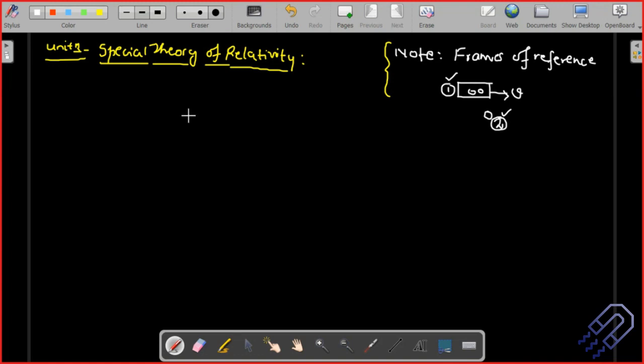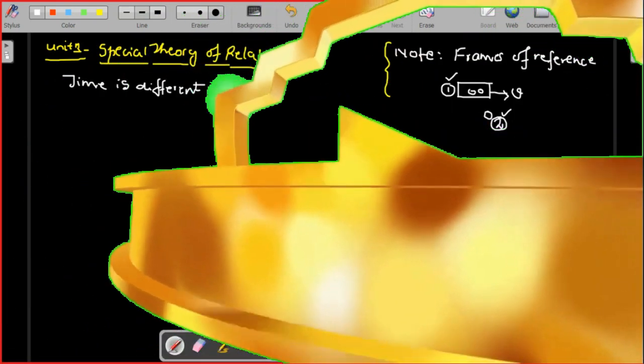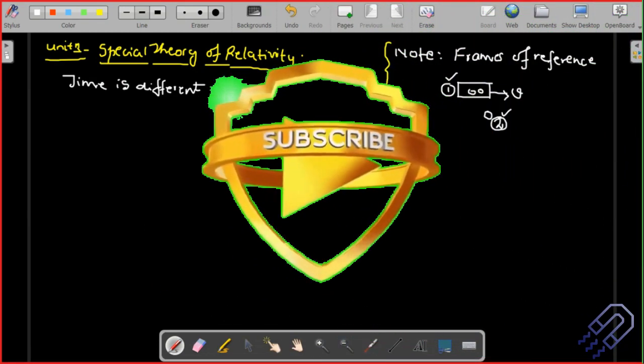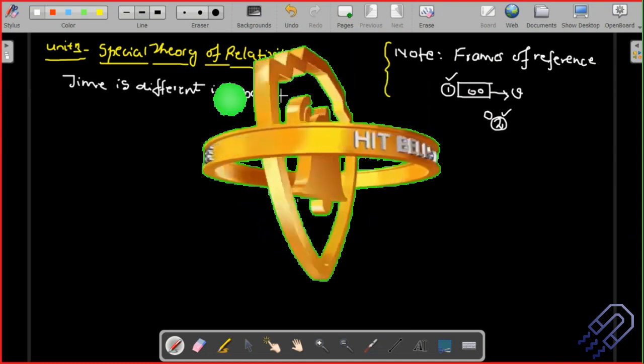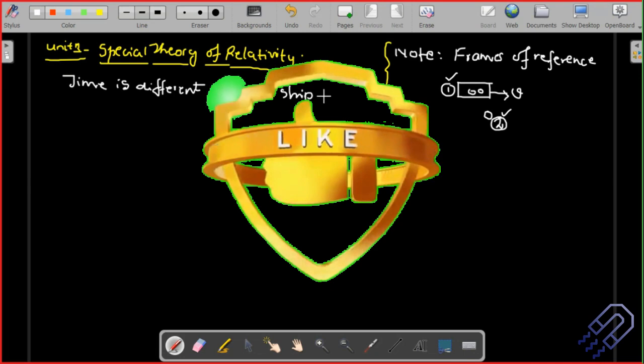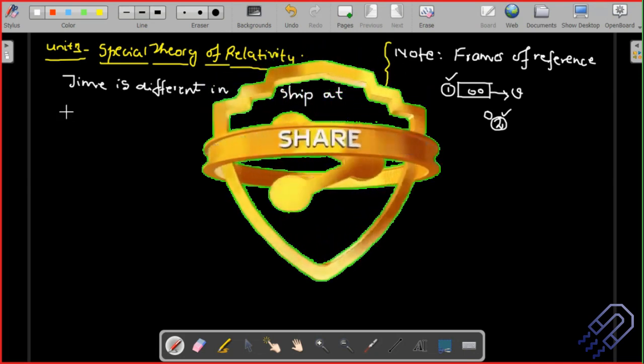When we talk about special theory of relativity, we will start with these simple things. As I told you, I'll keep on giving you these notes. If I give you the notes, it will be easy for you to follow, and you don't need to refer to too many books. So the first basic idea: time is different in a spaceship. Imagine you are looking at a space mission, and there is a spaceship being launched, and time would be different in the spaceship at different points.